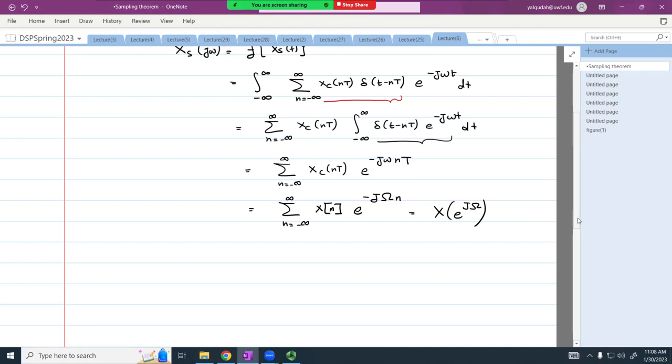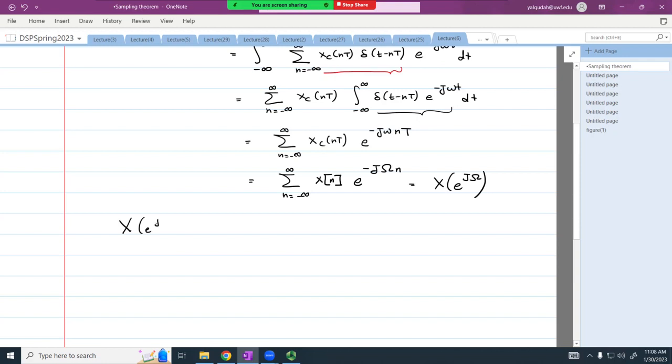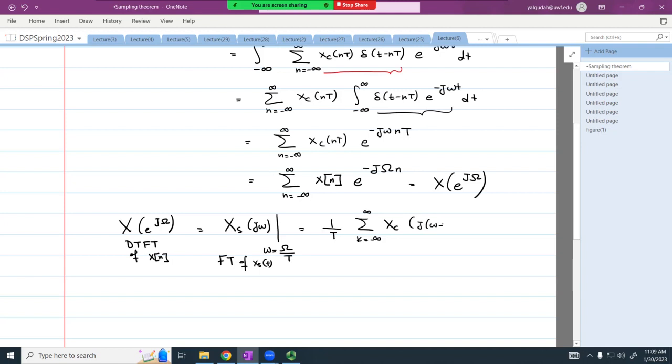So therefore, to conclude all this, X(e^jω), which is the discrete-time Fourier transform of x[n], is equal to Xs(jΩ). All I have to do is replace Ω with ω over T. This is the Fourier transform of xs(t), and this is going to equal 1 over T, the summation from k equals negative infinity to infinity, Xc(j(Ω − kΩs)), when Ω is equal to ω over T.